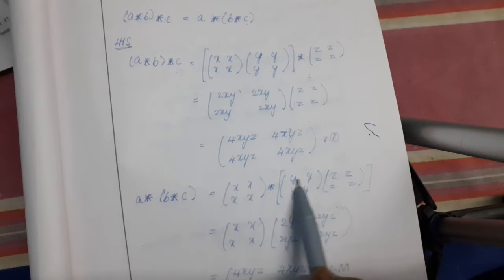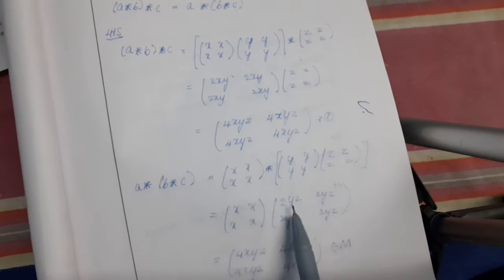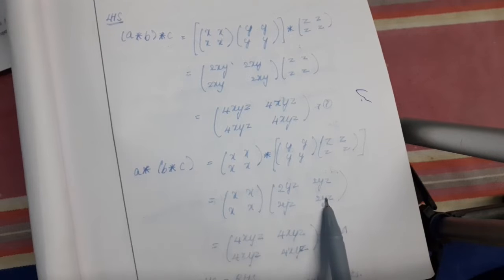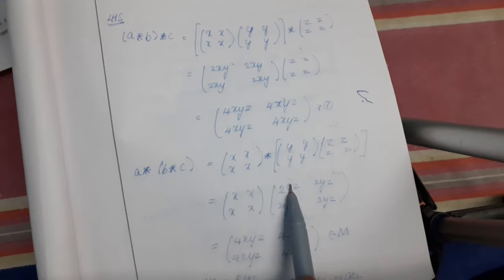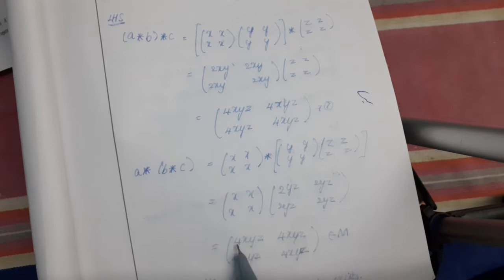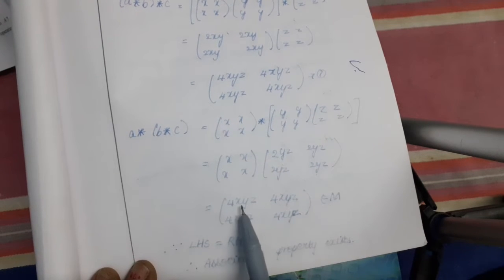YZ, add YZ multiplied by YZ, we get what? 2YZ. Therefore, 2YZ. Next, we multiply the first row with the first column: 2XYZ. Here also 2XYZ. Totally, we get what? 4XYZ. So, 4XYZ. Similarly, we get all the 2 by 2 matrix.